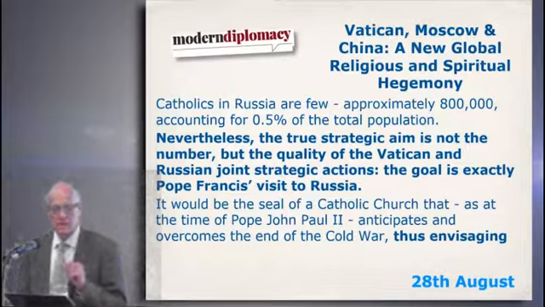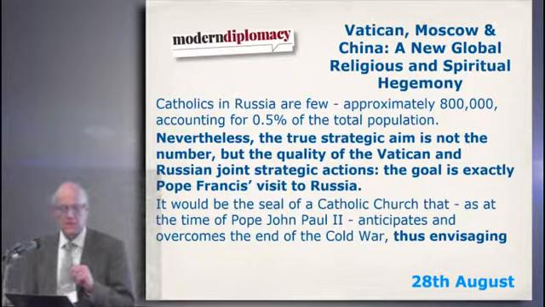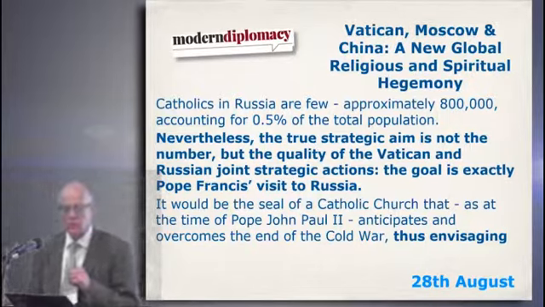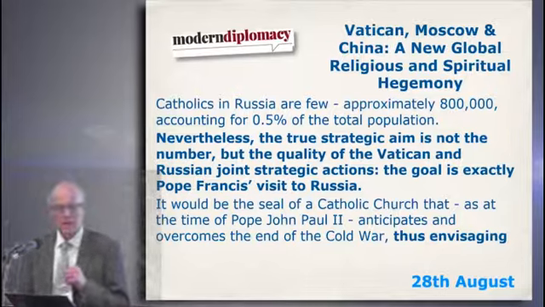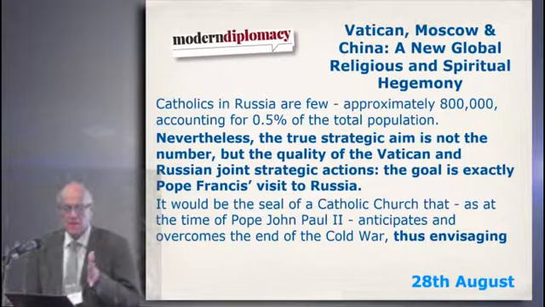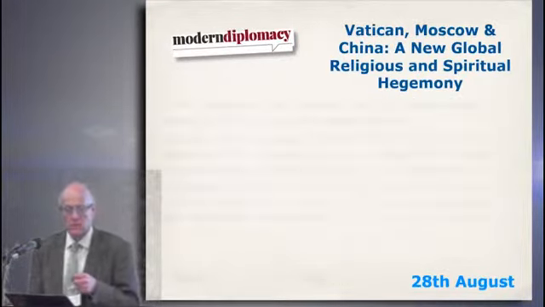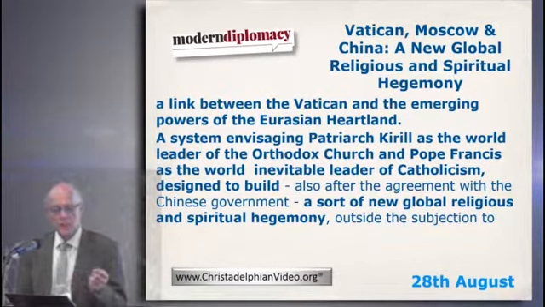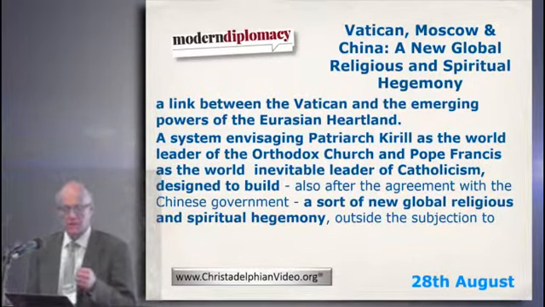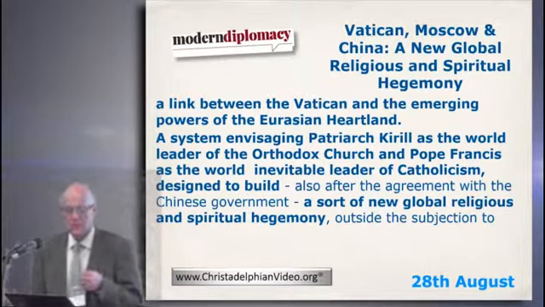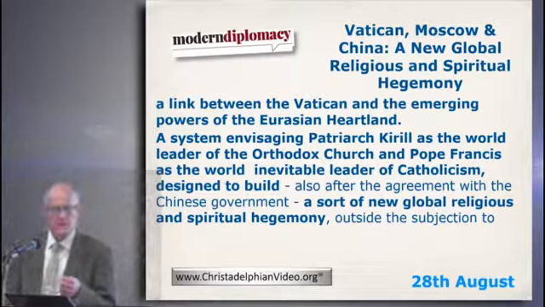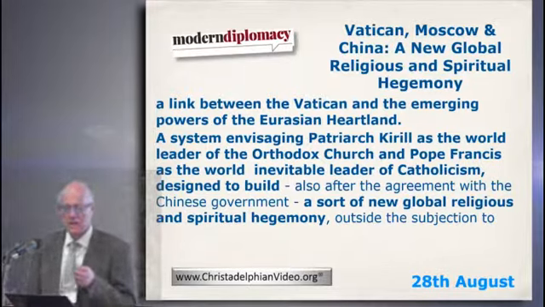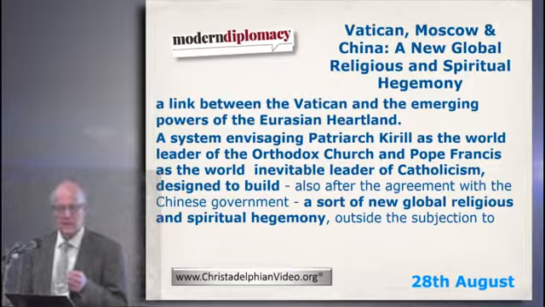It will be the seal of a Catholic Church that, as at the time of Pope John Paul II, anticipates and overcomes the end of the Cold War, and thus envisaging a link between the Vatican and the emerging power of the Eurasian heartland. A system envisaging Patriarch Kirill as the world leader of the Orthodox Church and Pope Francis as the world inevitable leader of Catholicism, designed to build, also after the agreement with the Chinese government, a sort of a new global religious and spiritual hegemony, outside the subjection to the westernisation for the Vatican.